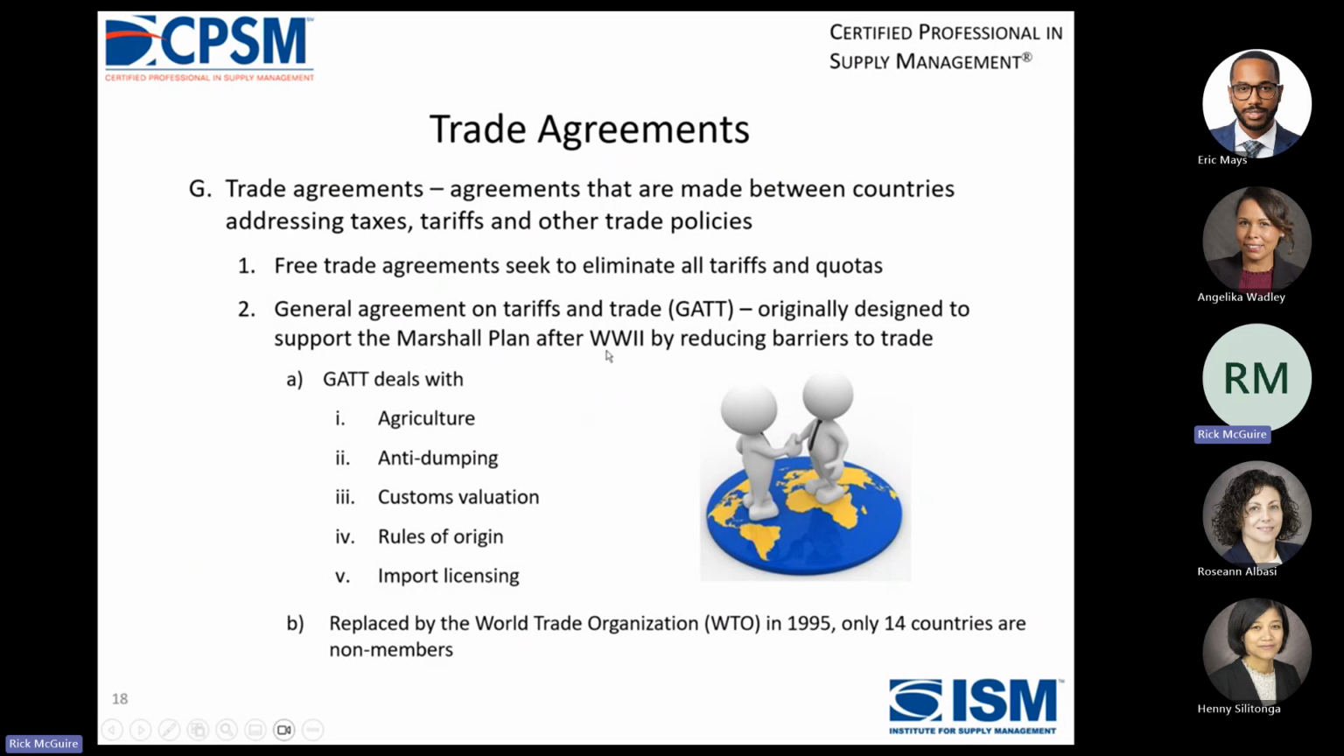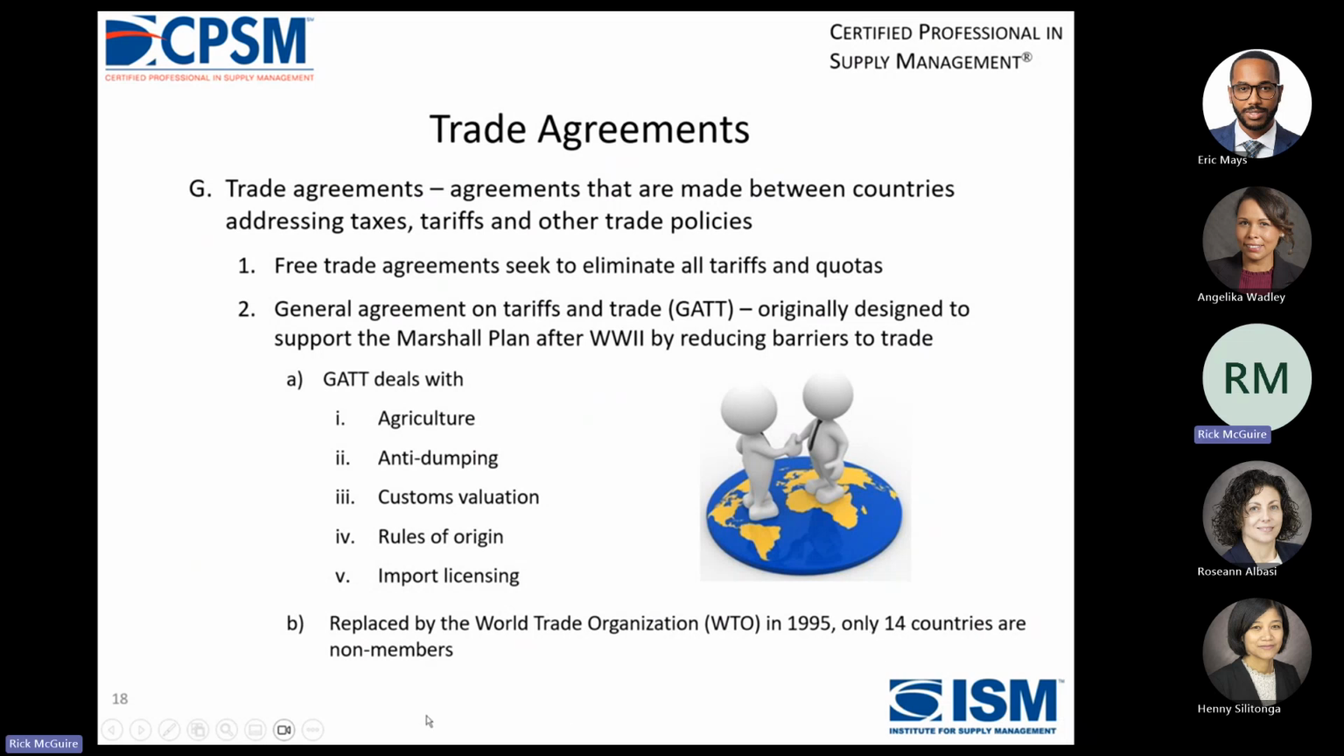The General Agreement on Tariffs and Trade, otherwise known as GATT, was designed after World War II to support the Marshall Plan, which was the money we gave them to rebuild Europe, by reducing barriers to trade. So it all started with GATT, and GATT was concerned with these kinds of trade issues. But it was replaced by the WTO, the World Trade Organization, in 1995.